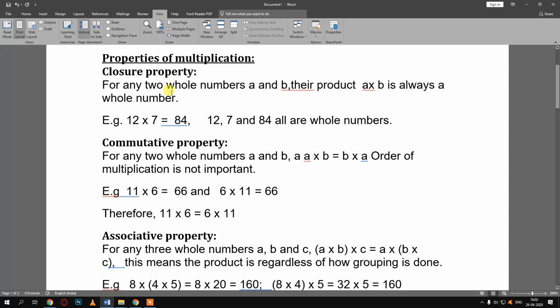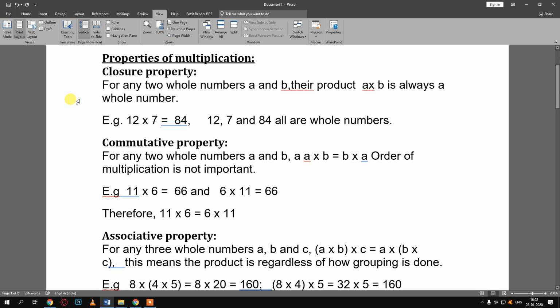What is closure property? For any two whole numbers a and b, their product a multiplied by b is always a whole number. That means when you multiply any two whole numbers, in the answer you will get a whole number only. What is a whole number? Whole numbers, that is 0, 1, 2, 3, 4, 5 up to infinity, are all whole numbers. So what is closure property? When you multiply any two whole numbers, in the answer you will get a whole number only.